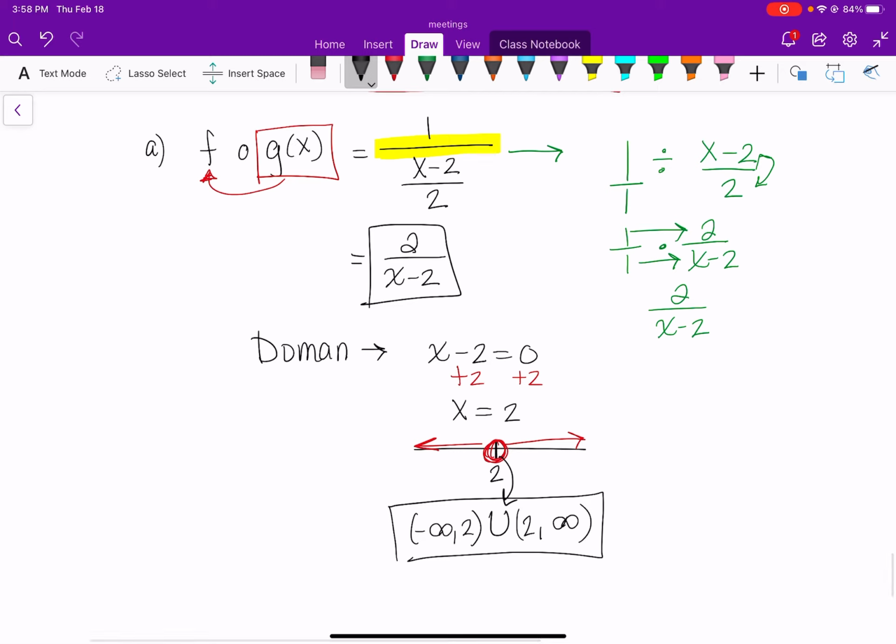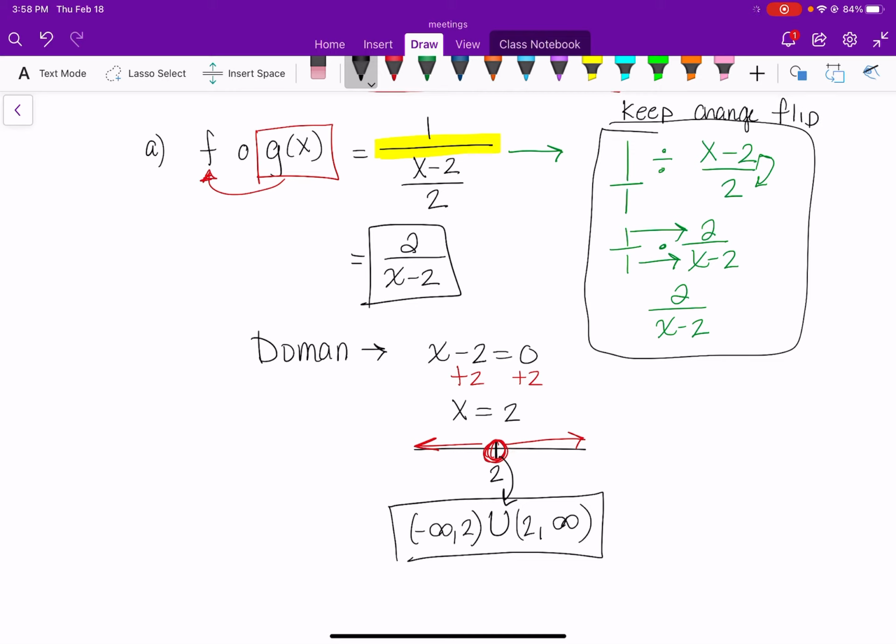So I know I went through that pretty quick, and I know sometimes some of you might be going, what's going on over here? If you have a question or concern about what we did over here, let me know. Remember, the big thing to remember is to keep, change, and then flip. That's our rule for division. Keep my first fraction, change to multiplication, flip my second fraction, and then right here, remember, we always multiply straight across.